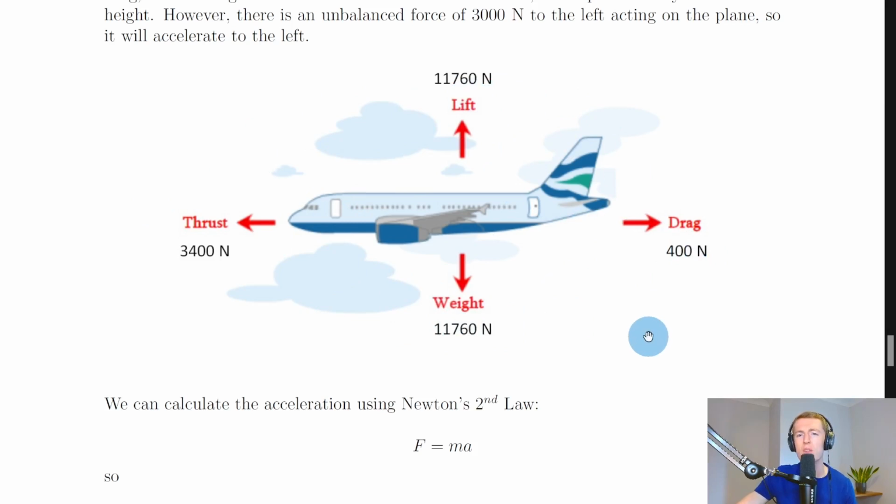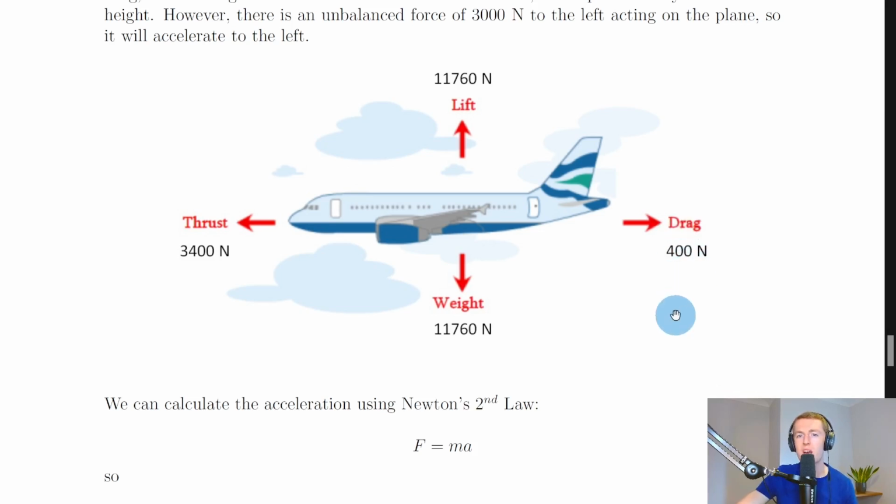Now, you don't always need to write the values, but you're better off doing that if you do know what the values are, because that can help keep you right if you've got it on a sketch. So here you'll see the downwards force on the plane, the weight, and the upwards force, the lift, have the same values, so they just cancel each other out. And we've got a thrust force to the left of 3,400 newtons and a drag force to the right of 400 newtons. Remember, drag is just another word for air resistance.